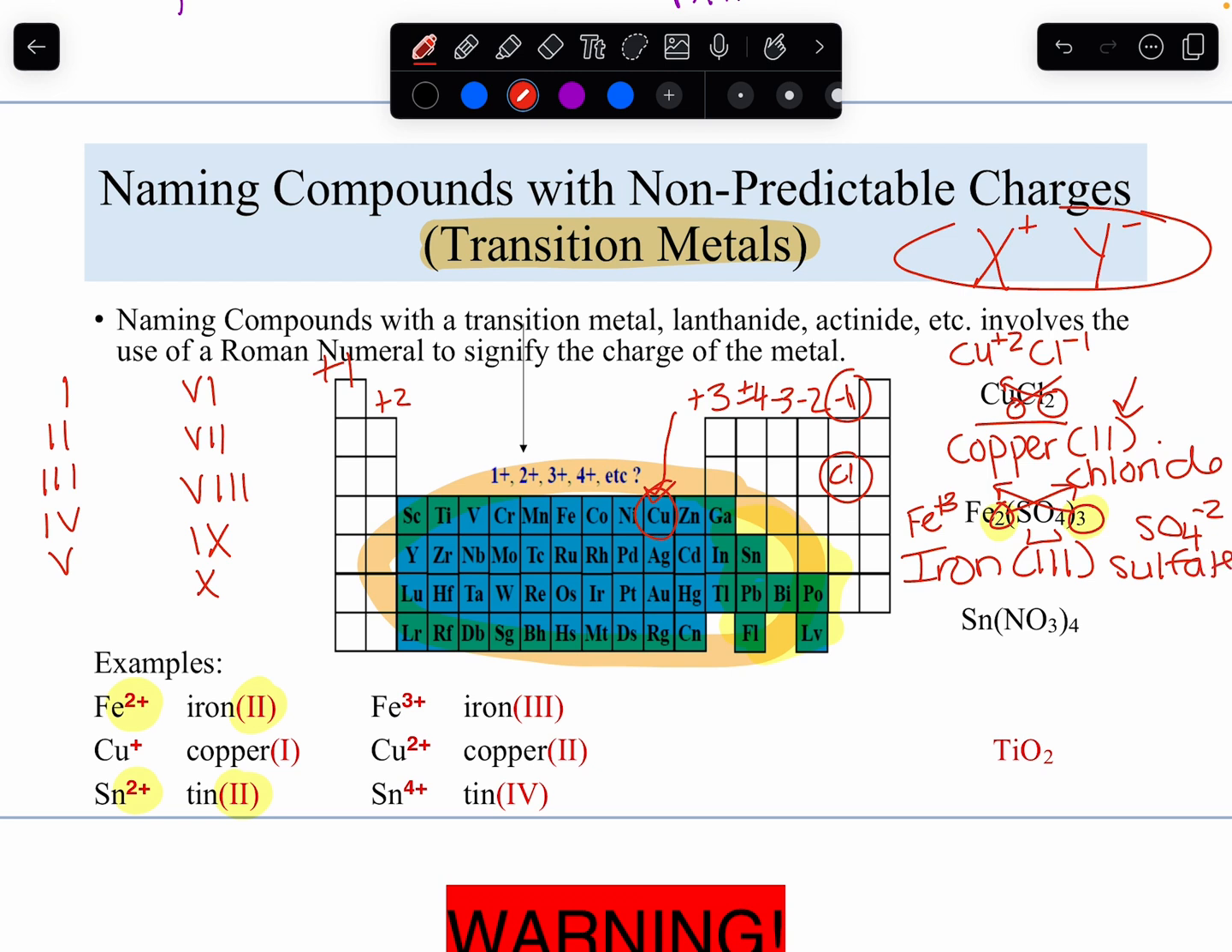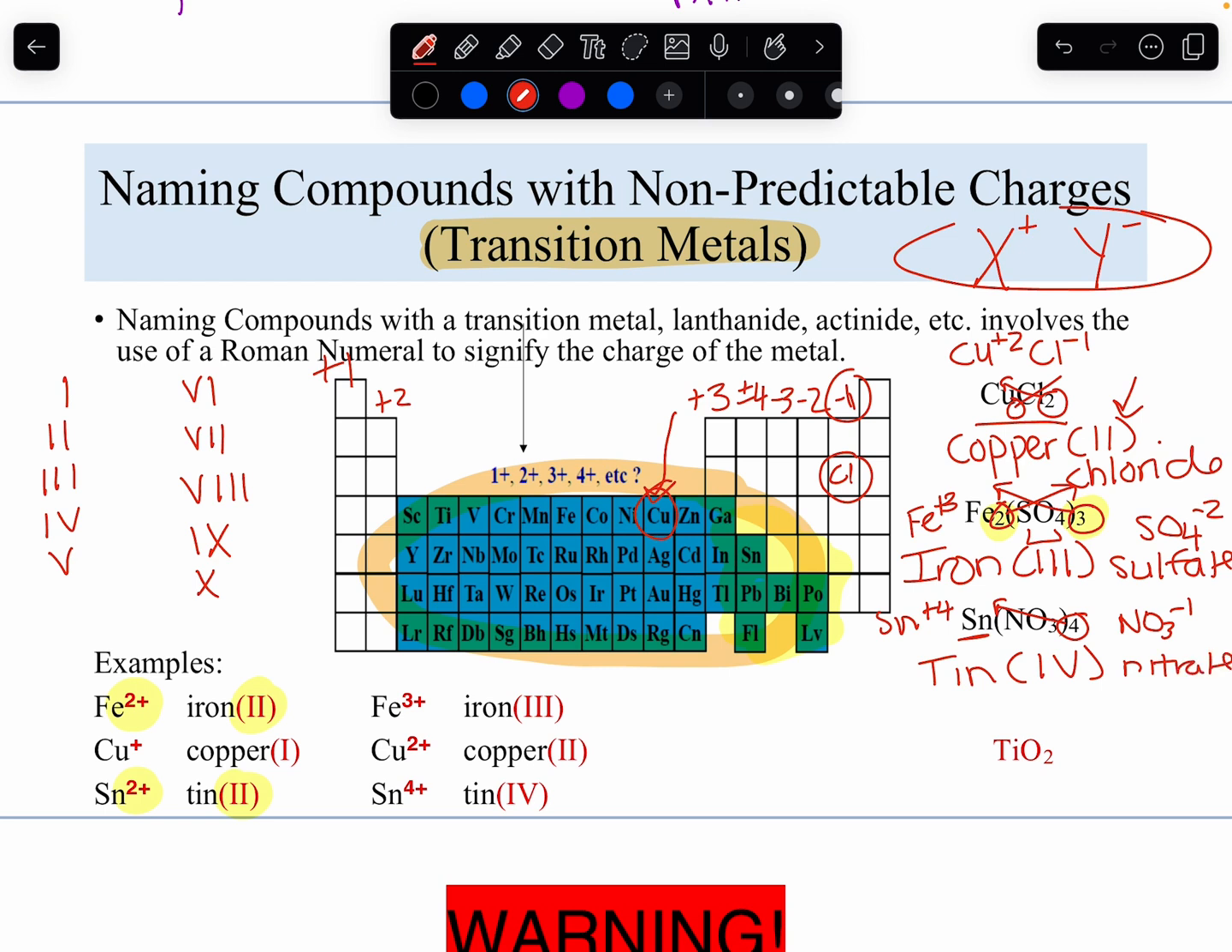And then if you have a Roman numeral, you need to use that if you're writing a transition metal. So Sn is tin. That 4 came from that. The NO3, when you look it up, is a -1 charge. The Sn, therefore, is a +4. This is tin 4 nitrate.